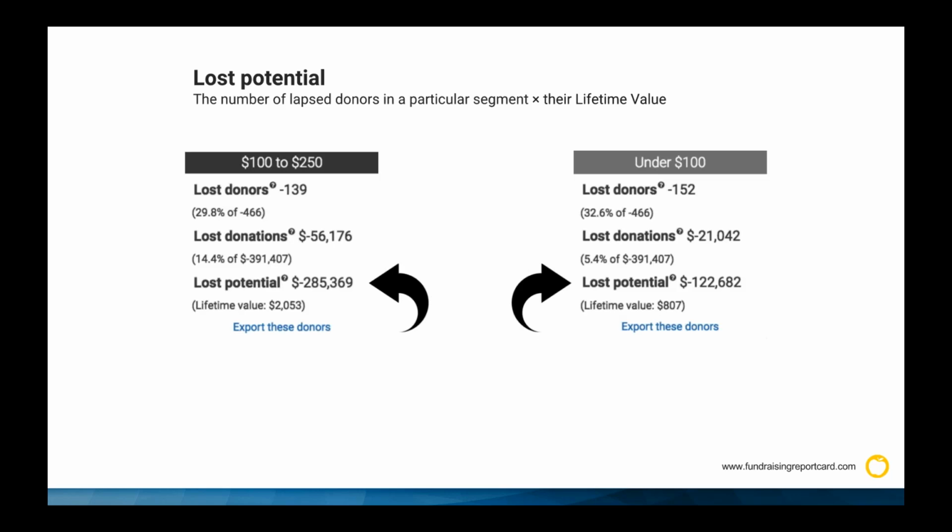You'll see lost potential, which I was alluding to a moment ago. And this ties in with that lifetime value, right? We're going to take the total number of lost donors in a particular segment, and then we're going to multiply that by the lifetime value of donors in that segment. So you can see for this particular organization, they may have lost 139 $100 to $250 donors, and that was $56,000 off the table year over year. But that actually represents over $250,000 in lost potential to the organization over the lifetime of those 139 donors giving. Same concept over on the under $100 side.